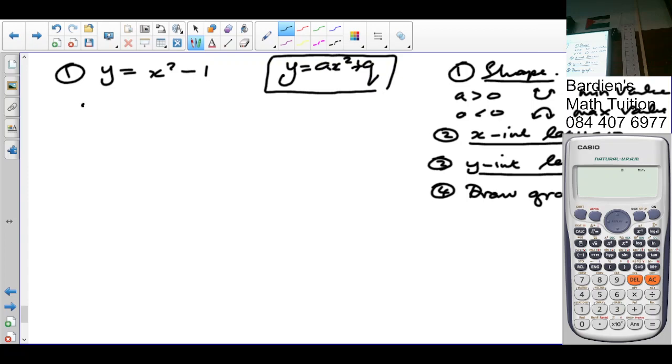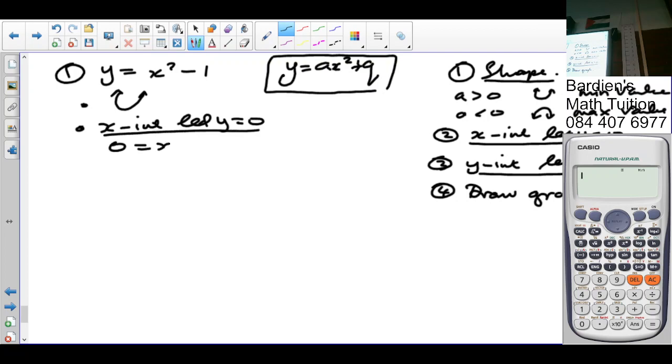Right, so number 1. What's the first thing? The shape of the graph. What can we say about the shape of this graph? It's positive. So it's happy. It's smiling. Not so. Number 2. What do we do thereafter? It's our x-intercept. What do you do for x-intercept? Let y equal to 0.